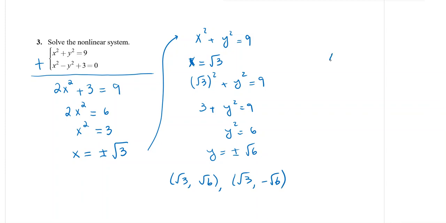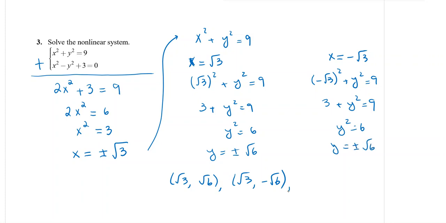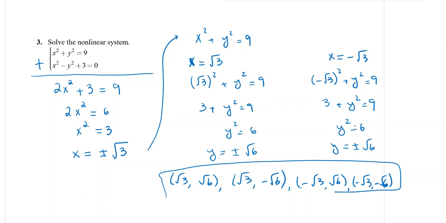We have another possibility for x. x could be negative square root of 3. We will repeat the process, plug in that negative square root of 3 for x, and you'll see that actually because of symmetry, we get the exact same thing. But that gives us two new ordered pairs. You have to list all the ordered pairs separately. So these are all of our solutions for this system.